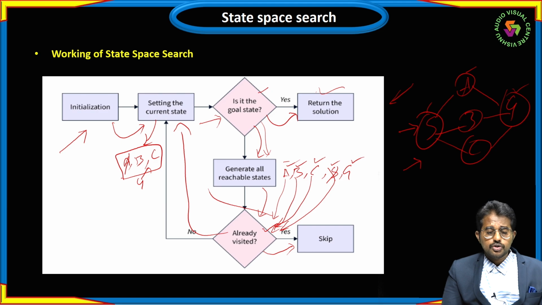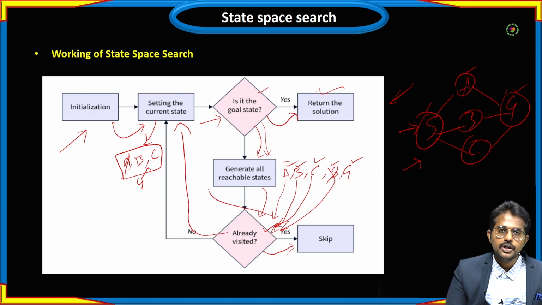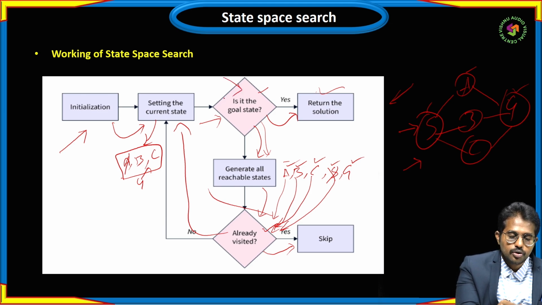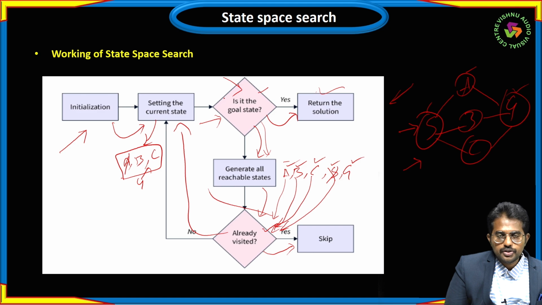Similarly, this process will continue until we find G and test the goal condition on G. Until that step, this process will be repeated.